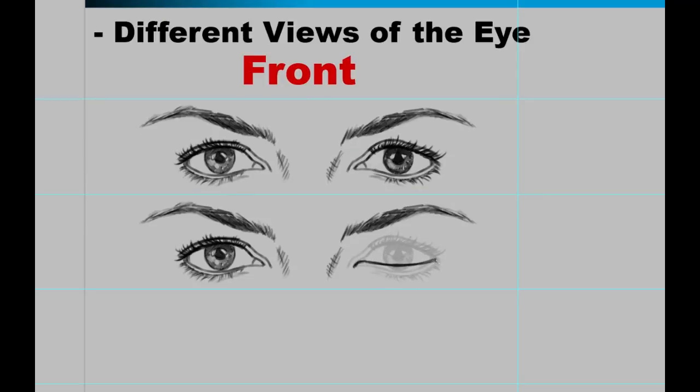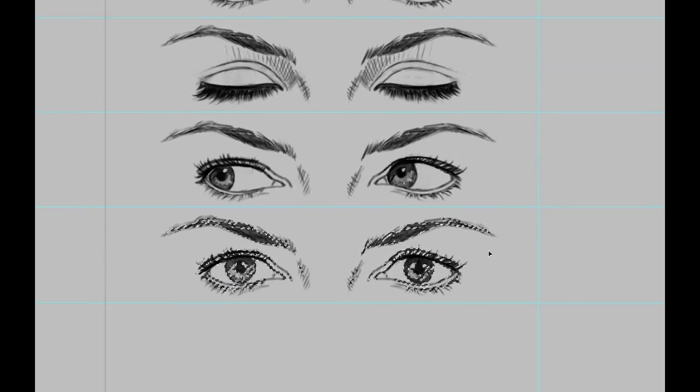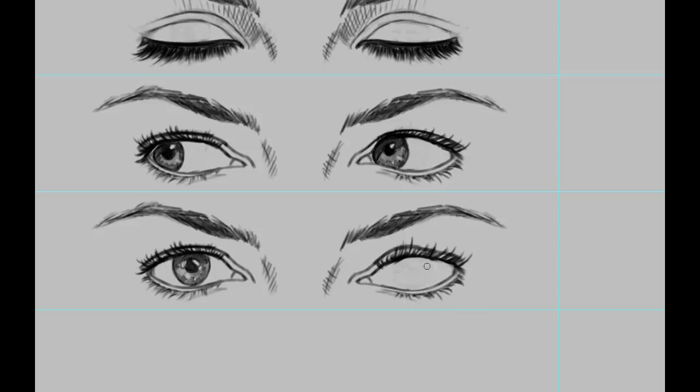Next, front view with the eyes closed. Notice how they close a bit under the pupil, not all the way down. After that, the same eyes looking to the left. The eyelids change to accommodate the push of the eyeball toward the corner of the eyes. Now looking to the right, again the eyelids pushed up following the iris.